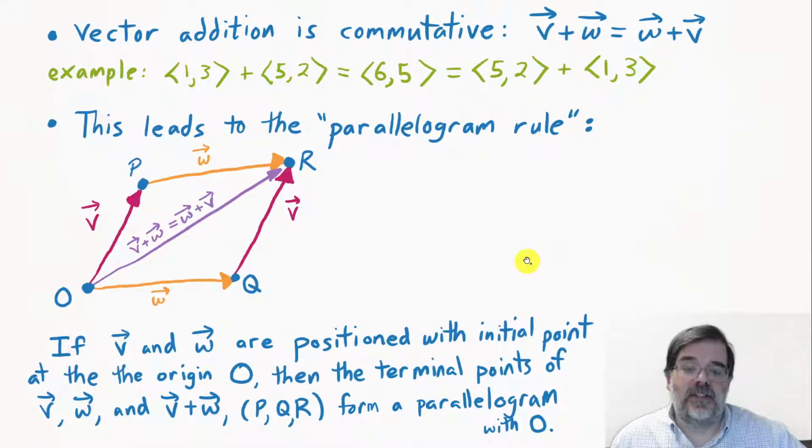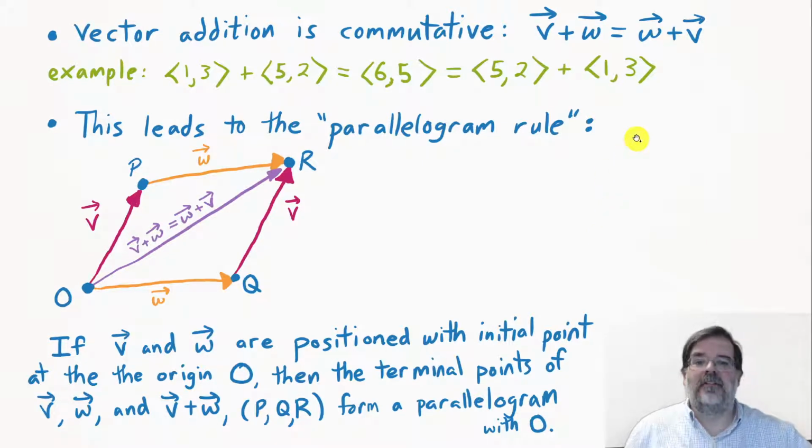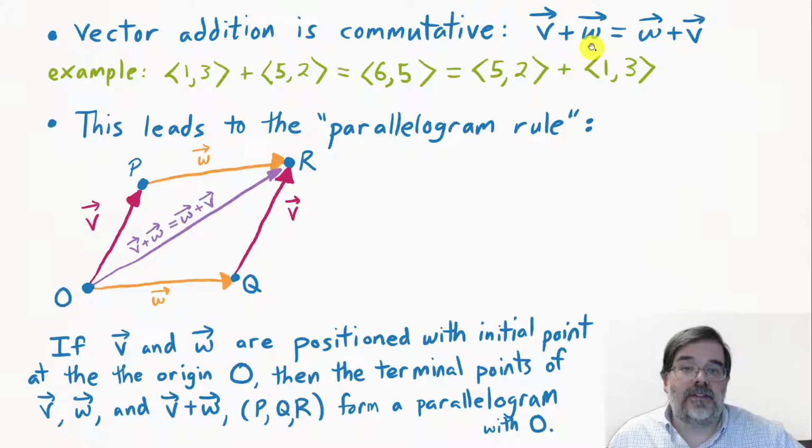Now, because addition is commutative, it doesn't matter what order you add numbers in, regular addition is commutative, which means that vector addition is commutative. In other words, v plus w is the same thing as w plus v. So for example, we just calculated the vector (1, 3) plus the vector (5, 2), and we got (6, 5). We would get the exact same result if we took the vector (5, 2) plus the vector (1, 3). Right? 5 plus 1 is 6, and 2 plus 3 is 5.